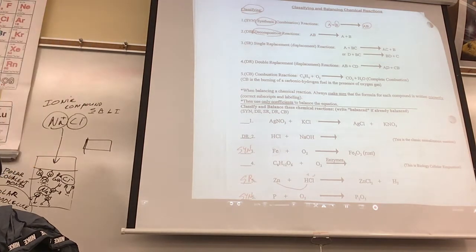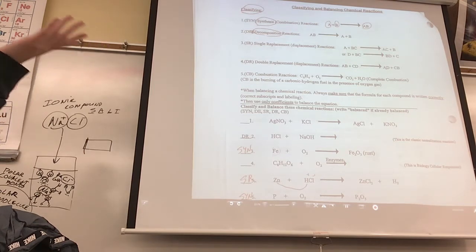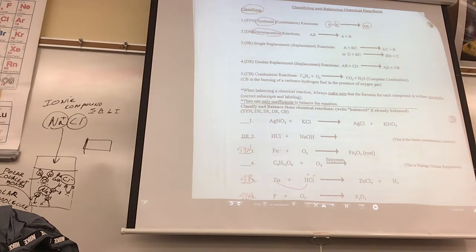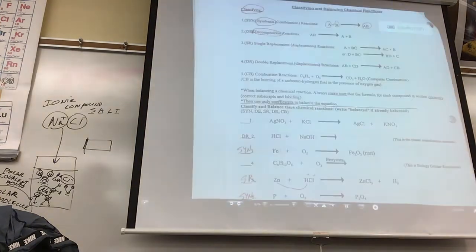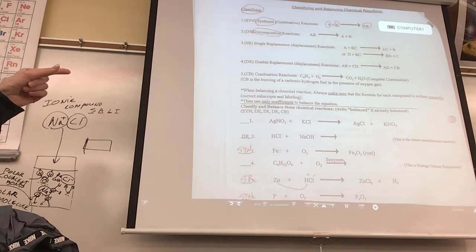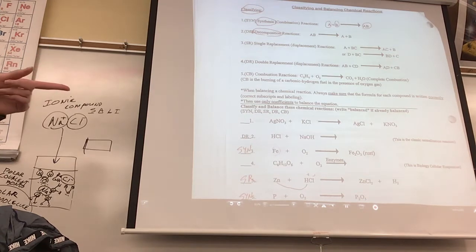Okay, so next we learned about classifying, and we learned different ways that there are combinations. So we learned synthesis, and it's basically just combining two things, so like A plus B equals AB. And then we learned decomposition, which is basically breaking apart, so you would start with AB and then you'd get A plus B. And then we talked about single replacement, which is basically where either a metal kicks out another metal, or a non-metal kicks out another non-metal.